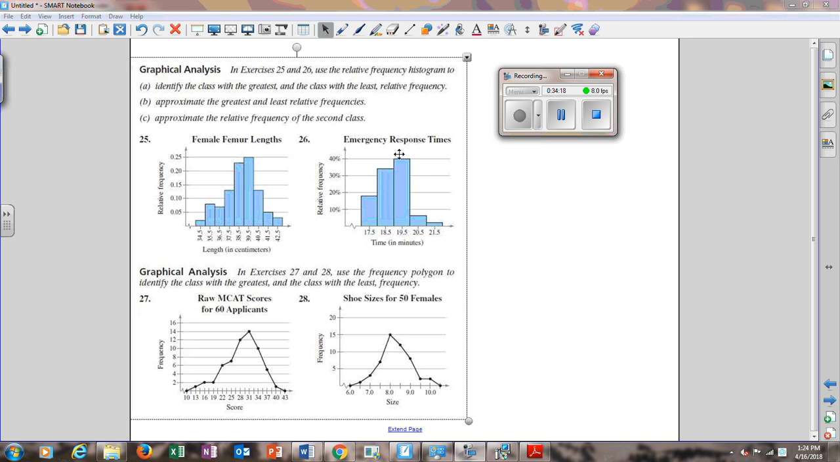All right, number 26. This class would be between 19 and 20, and then 19 and a half. Part B is the greatest and least relative frequencies. The greatest would be here, and it would be about 40%. And the lowest would be here, and I'd say it'd be about 2%.